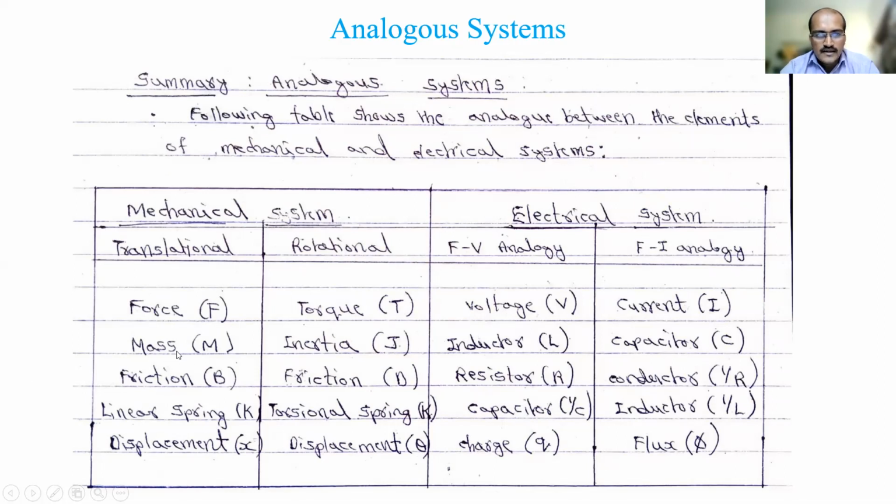Then mass. Every physical mechanical system, even a human being, has weight, right? 50 kg, 60 kg, something like that. In the same way, any mechanical system you take will have a mass in it. So that is the indication, mass. Similarly, for rotational systems, we call that term inertia. In the series electrical system, the FV analogy, mass is replaced by an inductor. In the FI analogy, it is replaced by a capacitor.